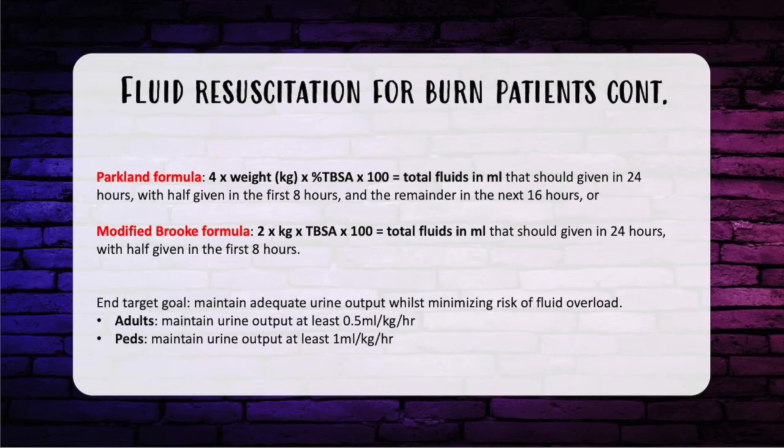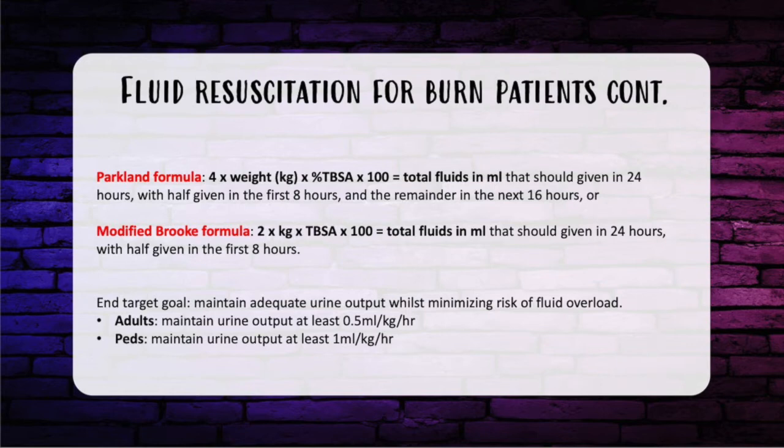And half of that is given in the first 8 hours, and the remainder is given in the next 16 hours. Some people use what's called the modified Brook formula, which is basically the same thing as Parkland, except instead of 4, you use 2. So the formula would be 2 times kilograms times percentage total body surface area times 100. And that's also given over a 24-hour period, with the first half given in the first 8 hours.